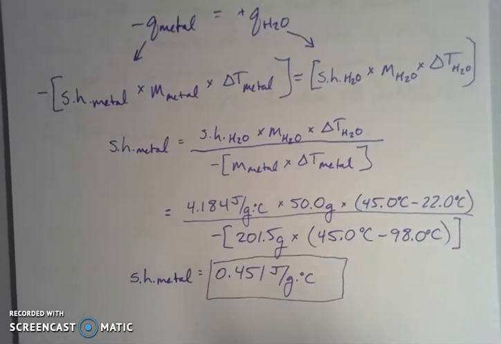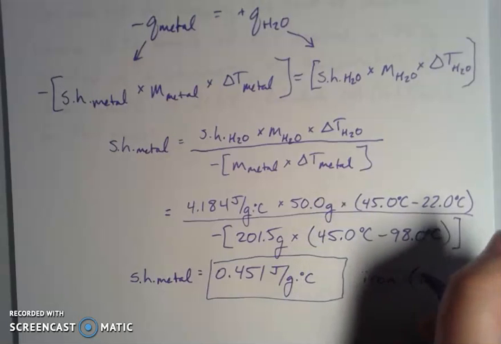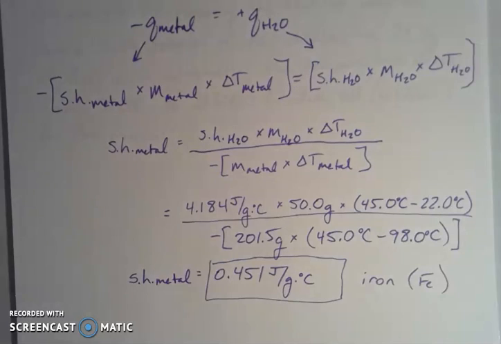And then I can go to a chart and look things up, and I would find that this is closest to iron, for example, which is Fe on the periodic table. So I found a chunk of metal somewhere, did a little at-home experimentation, and figured out the specific heat. So that's one way to do that.